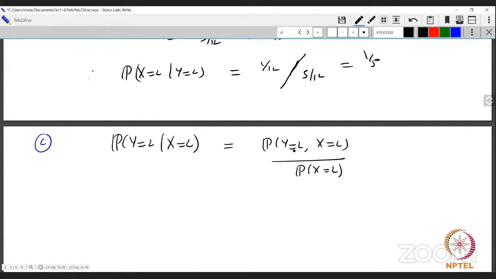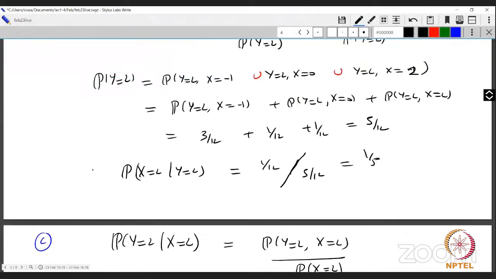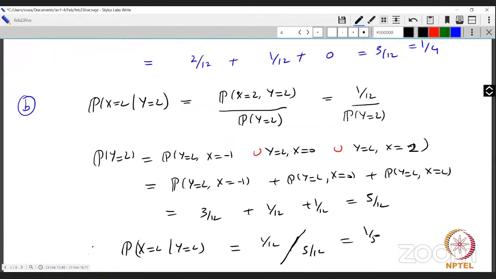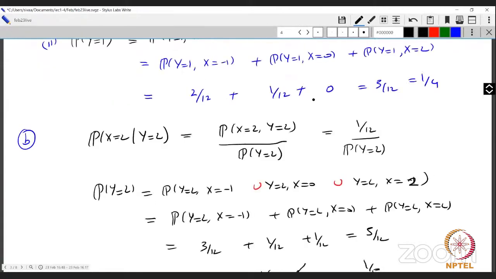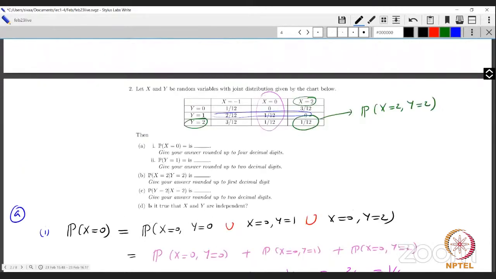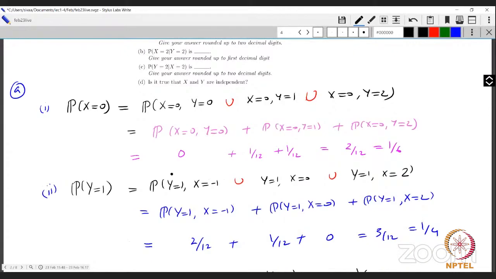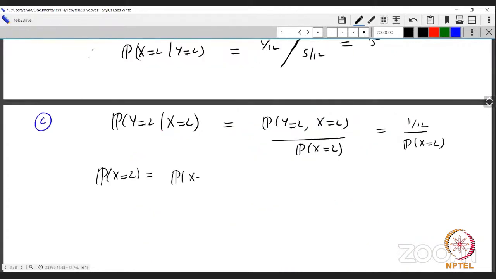Very good. So again, the same way, the top part is the same. Y equal to 2 and x equal to 2 is the same as the top part right here, which is 1 over 12. That part again is easy. And I have to find the probability x equal to 2. But again, how do you find x equal to 2? You look at when x is 2, what all y can be. When x is 2, y can be 0, 1, or 2. So x equal to 2 is the probability that x equal to 2, y equal to 0, or x equal to 2, y equal to 1, or x equal to 2, y equal to 2.